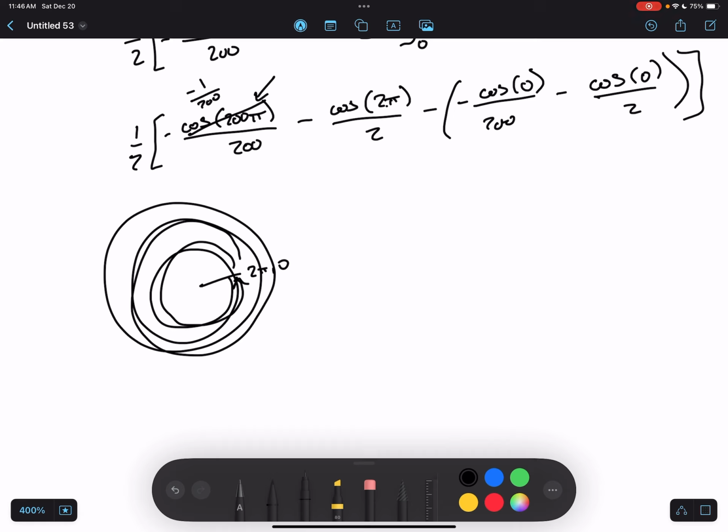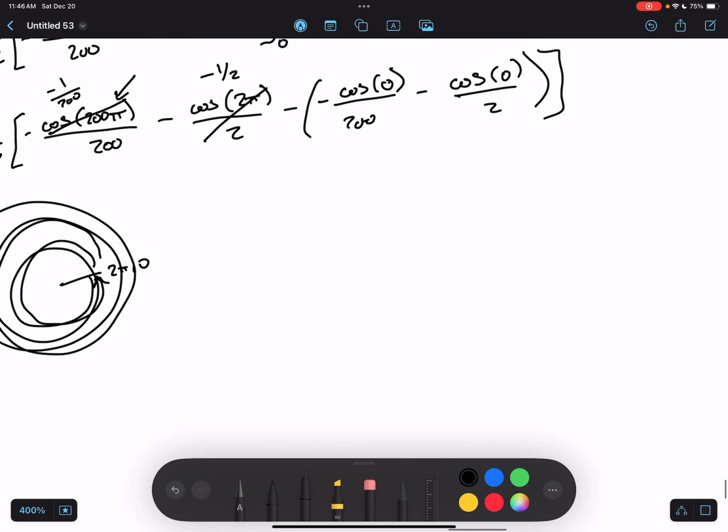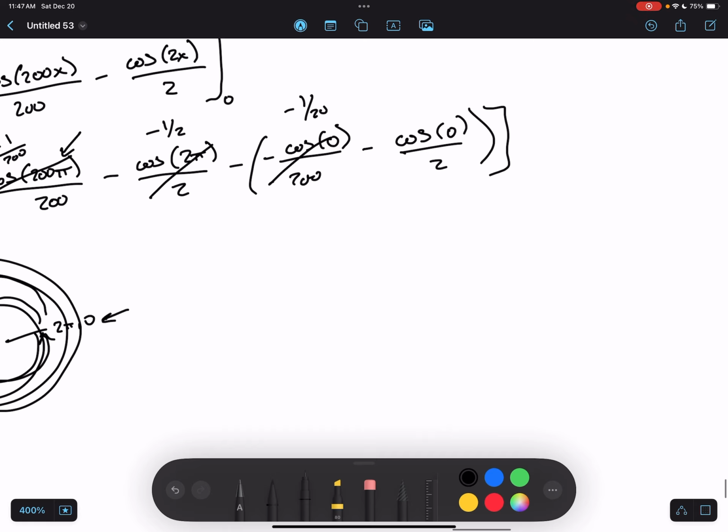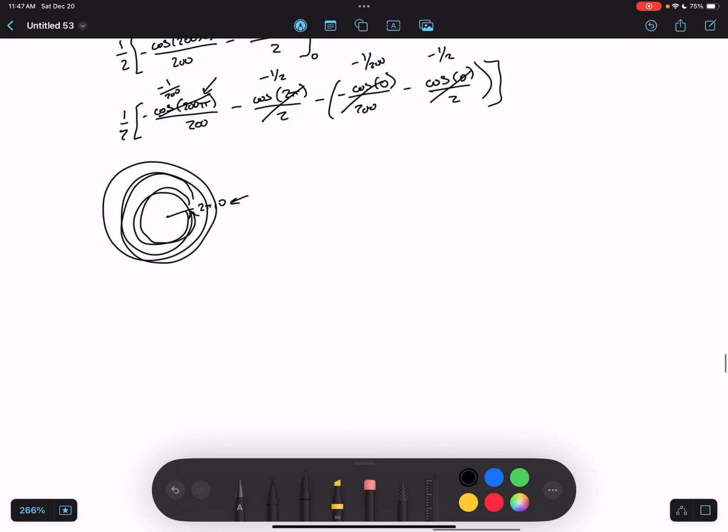Similarly here, for 2 pi, this becomes negative 1/2. And the same stands true for cosine at 0. It's the same point on the unit circle. So this again is negative 1 over 200, and this once more is negative 1/2. And so rewriting this whole integral, since it's got a bit messy now, we have 1/2 times negative 1 over 200 minus 1/2 minus, in parentheses, negative 1 over 200 minus 1/2.